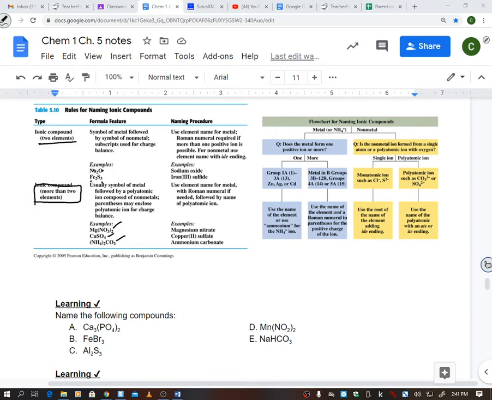Let's see here. This is helping you figure out if you're going to use the ite or ate. Not too worried about that. If it's a metal, you're just going to use the name. Okay, guys, this flow chart might be a little bit complicated. If it's a metal, just use the name. Now the non-metal side, though, it's going to end in IDE unless it's a polyatomic ion. So maybe that flow chart is a little too much. I could have simplified that a lot easier.